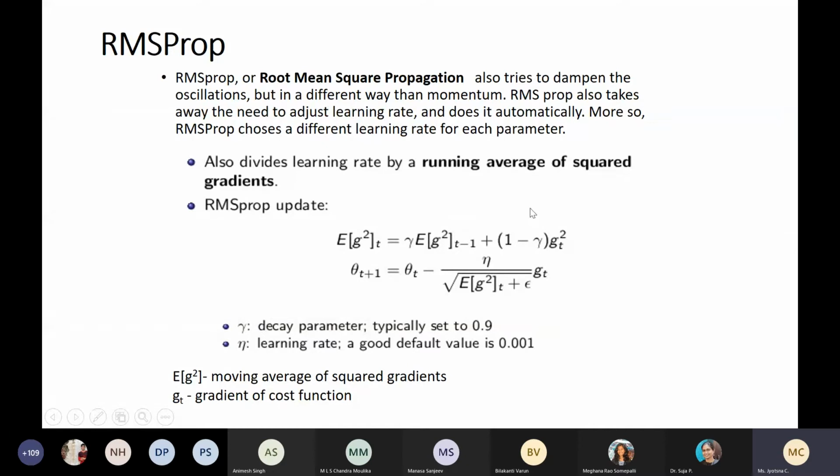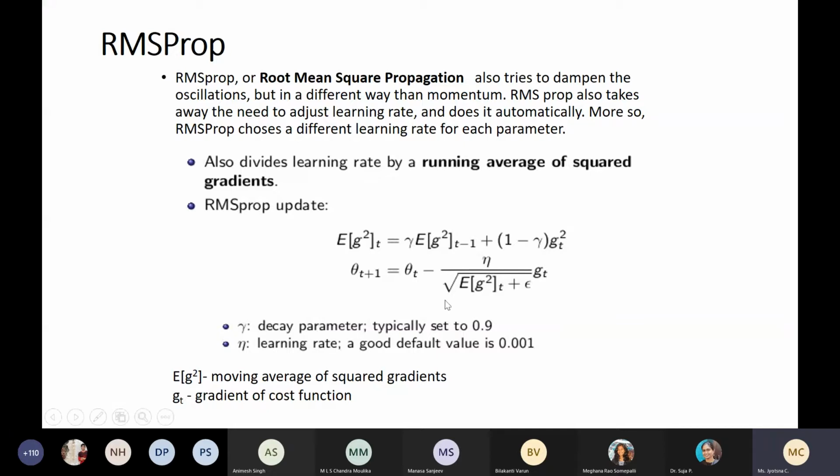And one more thing in RMS prop is the learning rate value. Usually the learning rate value is a constant value. But here, each time the learning rate will get adjusted. It will automatically adjust the learning rate value. We will look at the formula and try to understand how it is adjusting the learning rate value and how it is considering the previous squared gradients.